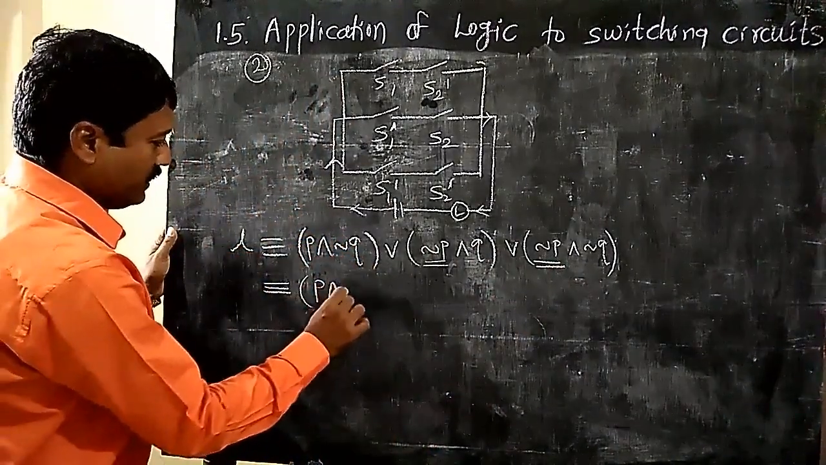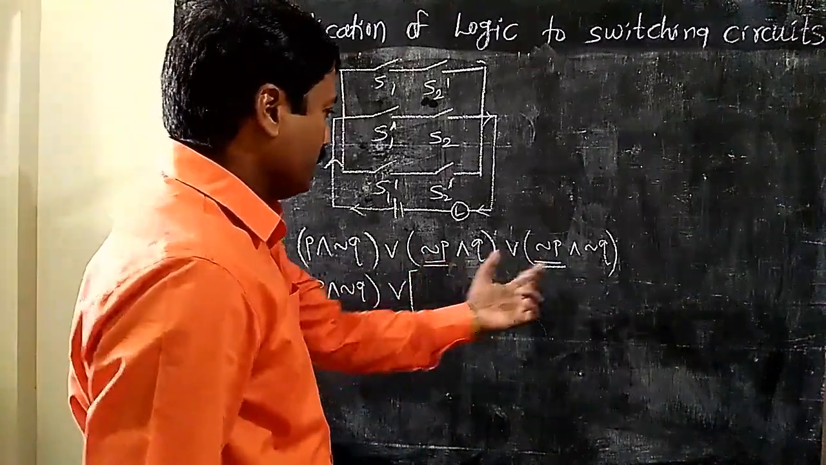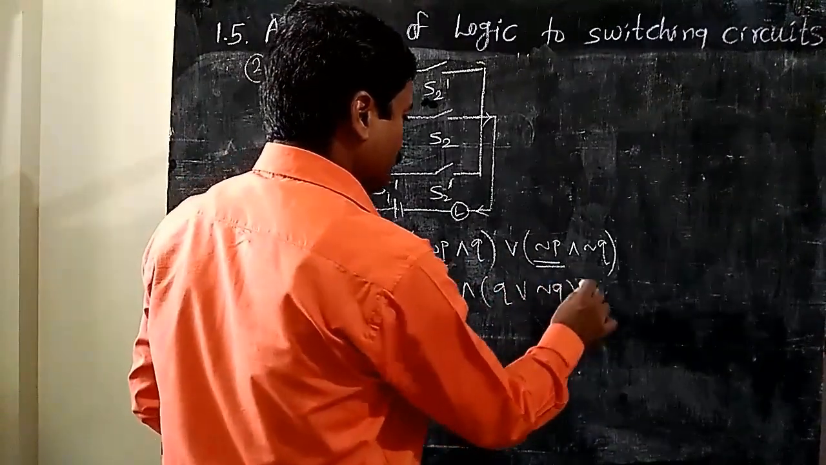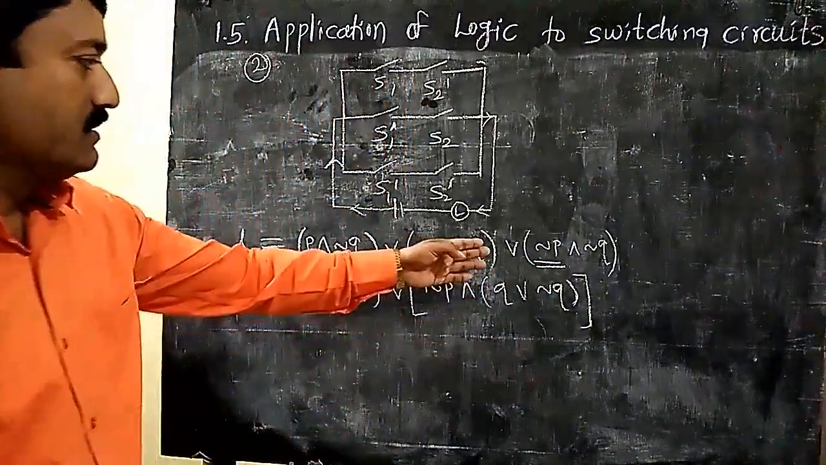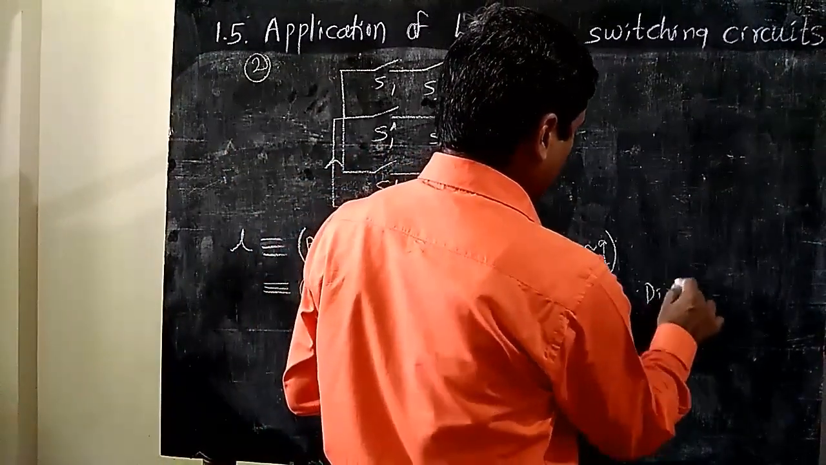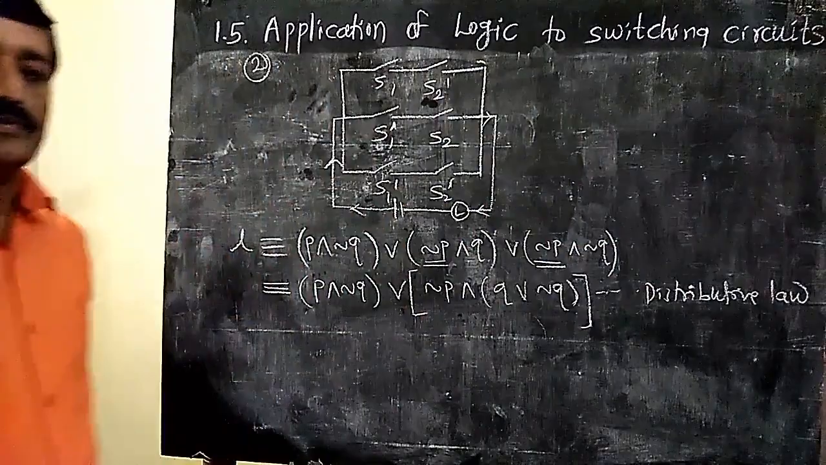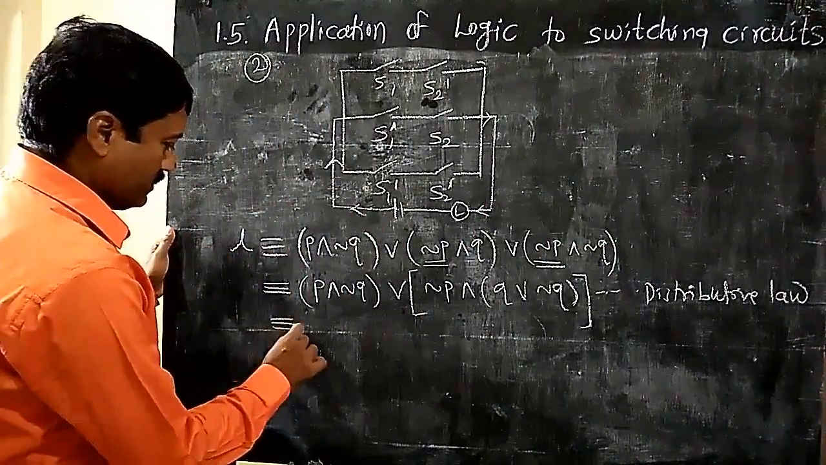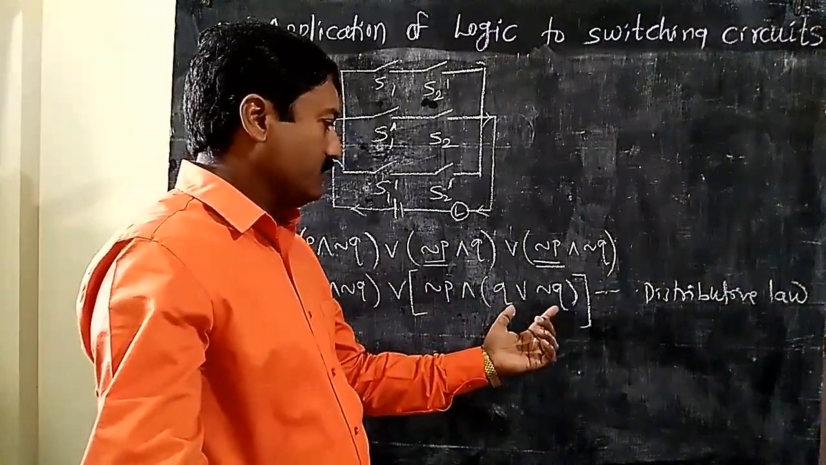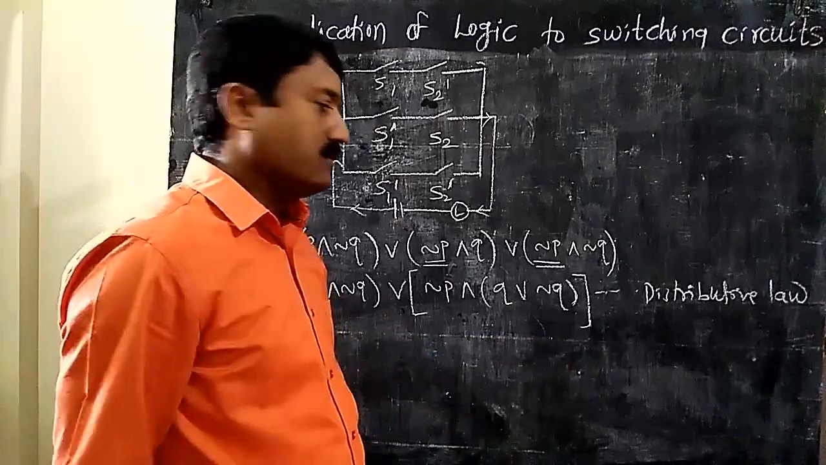So we get the first part as it is, and make a bracket. In this bracket we can take negation P common. So negation P and Q or negation P. This is the distributive law in reverse order. So you can give the reason, because you have to justify each step. For that you have to write that law there. Again, in this bracket now, P or negation P... by the complement law, this is always a tautology.